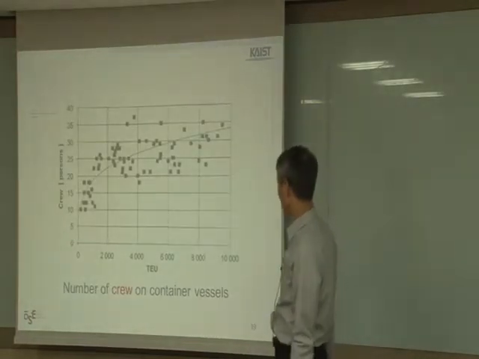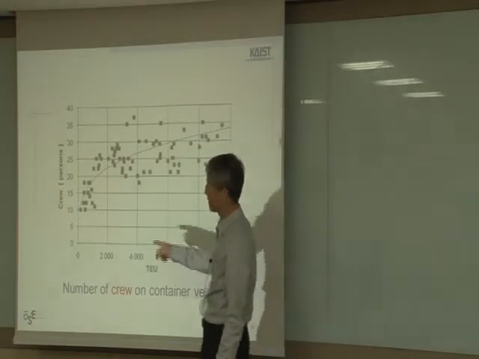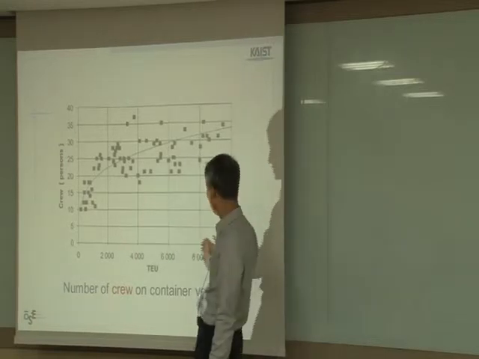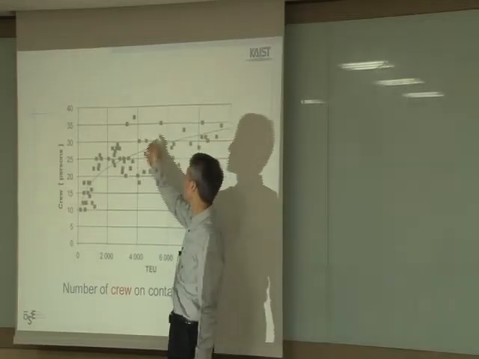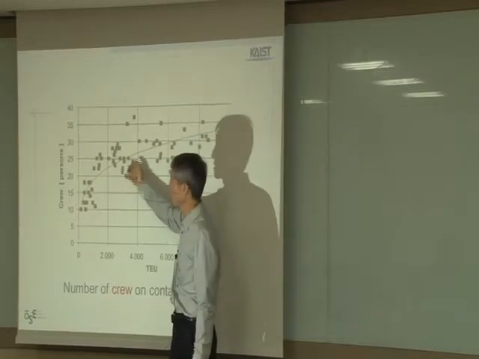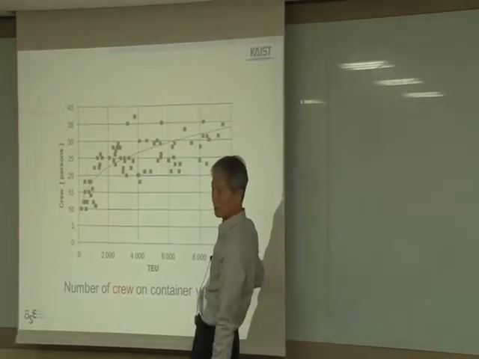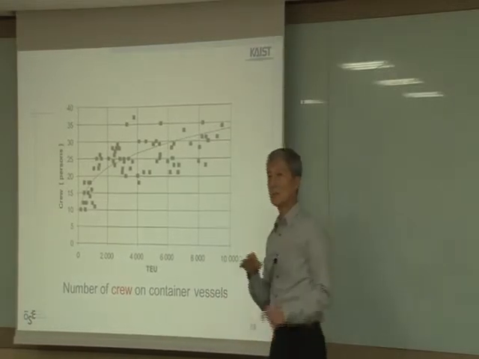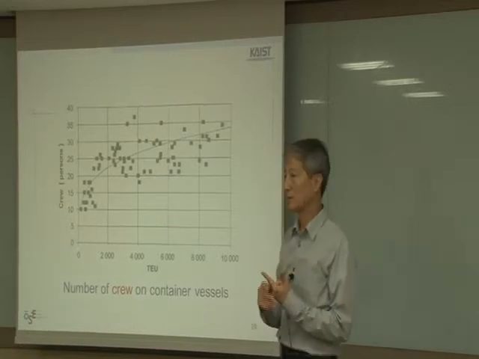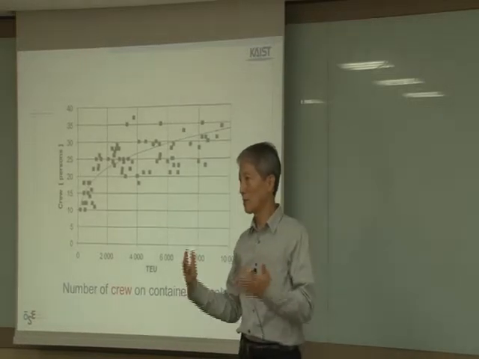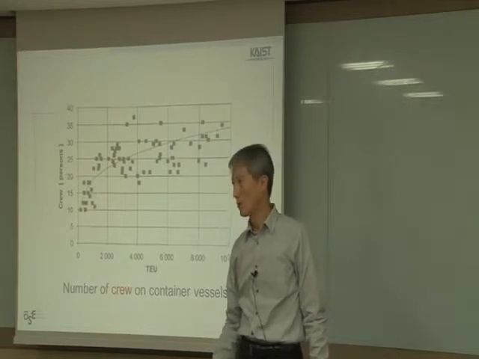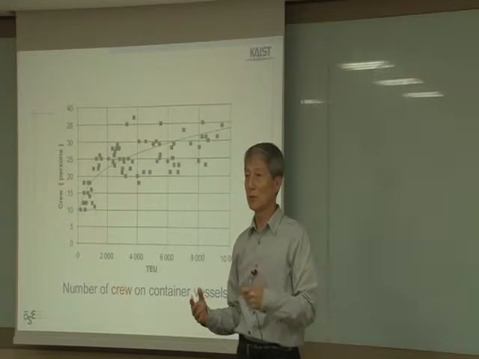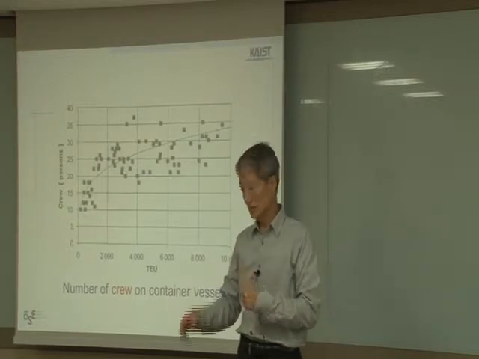Number of crew on a container vessel: you can see this is not a linear function. As the ship grows bigger, the crew number does not increase sharply. The crew number per ton, per TEU, tends to go down. So that is one reason for economy of scale: with a big ship, we can still manage with a small number of crew. Another important thing is automation, so that we can reduce the number of crew.